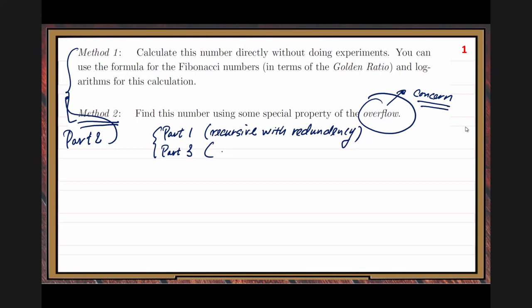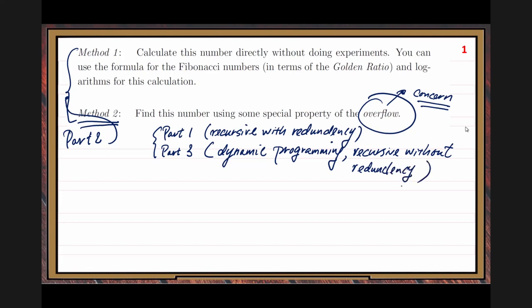Part 3, we do dynamic programming. Okay, so we can get a recursive method without redundancy. The result is very fast.